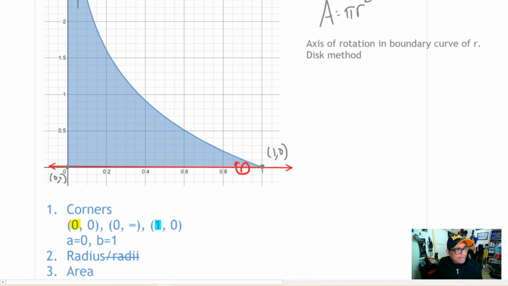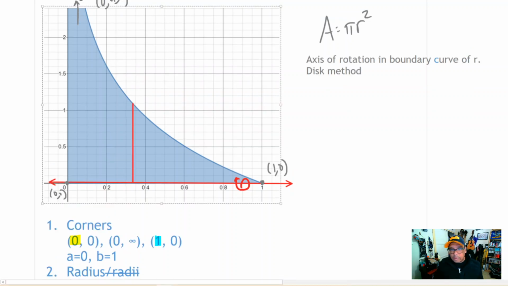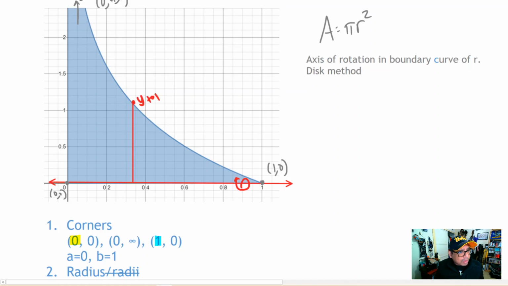Next, we're going to find our radius. Now, the radius is always going to be the distance between the axis of rotation and the curve. So we're going to draw a radius somewhere in the middle of our curve. Okay, up over here, this is y top, and this is y bottom. And the radius is going to be y top minus y bottom.